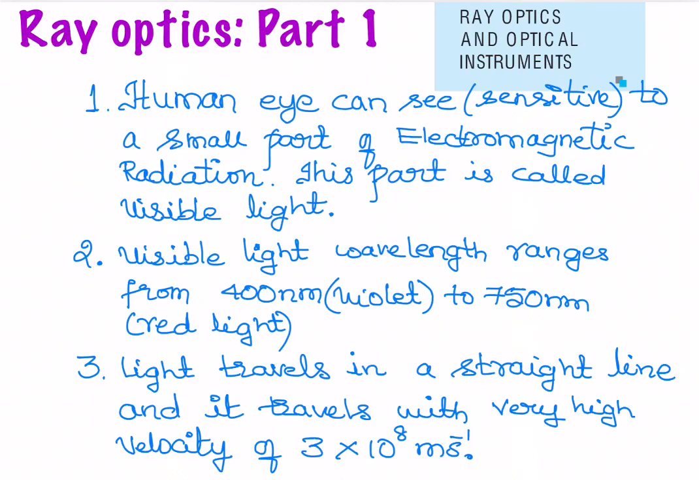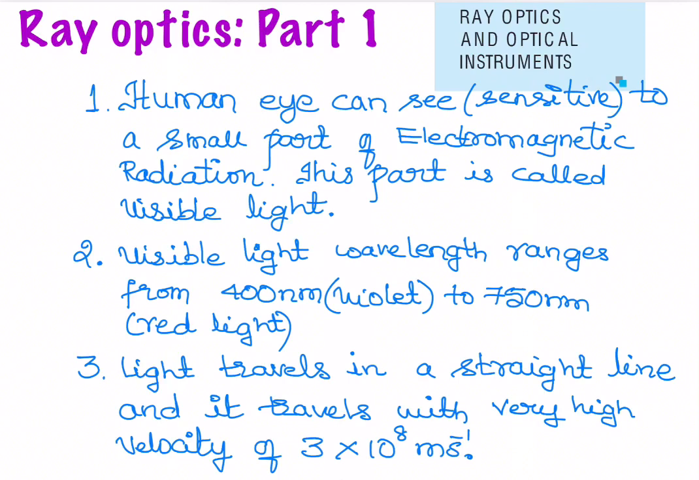In ray optics, some information about light is assumed, listed here. Let's go through them. The human eye is sensitive to a small part of electromagnetic radiation. This part of the electromagnetic radiation is called visible light.